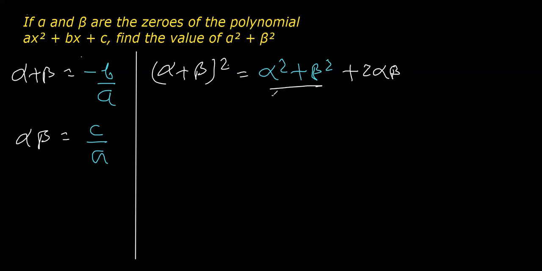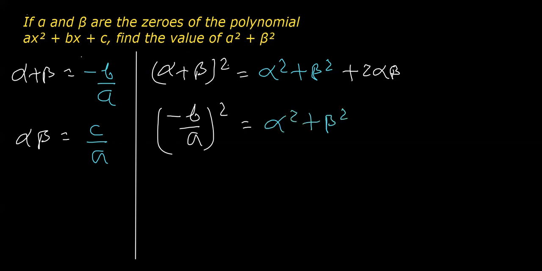Now, as you can see, we have to get the value of this. So alpha plus beta will be replaced by minus b by a, and alpha beta replaced by c by a, which should give you the value of alpha square plus beta square. So what is alpha plus beta? It is minus b over a. So if I substitute here, minus b over a whole square is equal to, we have to get the value of alpha square plus beta square, so we'll keep it as it is, plus 2 times alpha beta, and alpha beta is c by a.